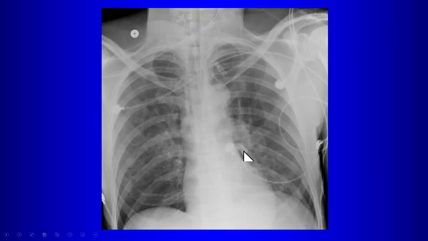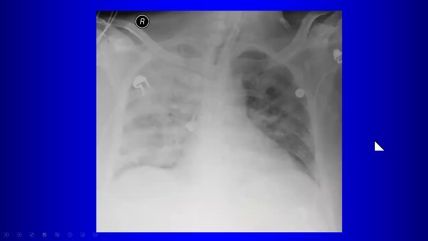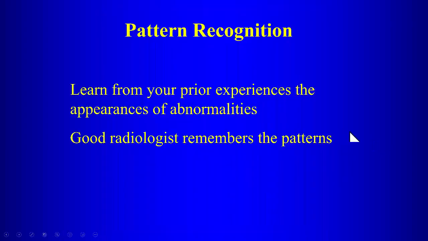This is very easy to overlook because we're not used to seeing these things. The unexpected finding is very easily overlooked, even though in retrospect it becomes very obvious. Once somebody points this out to you, you can't help but notice that tooth now, right? That's pretty much the only thing you can see on the chest radiograph.